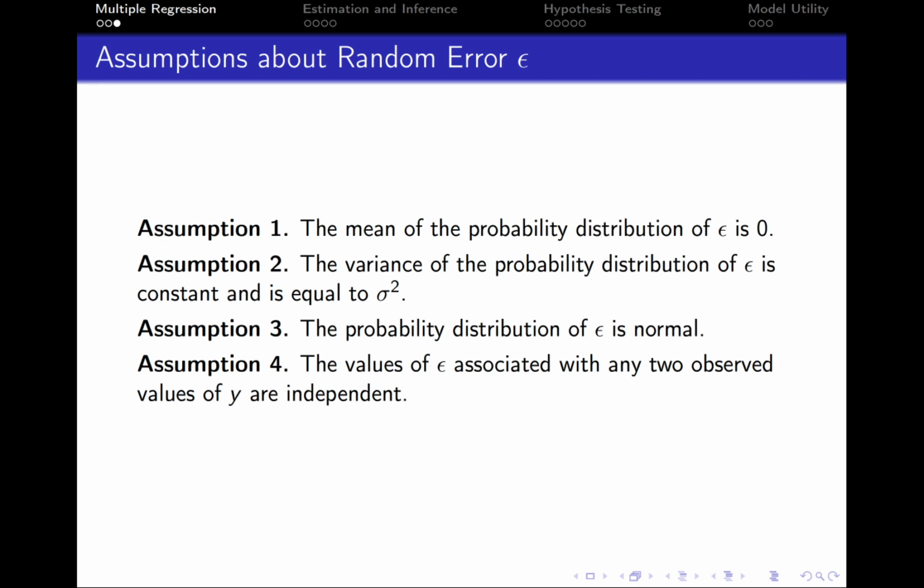Similar to the case of a simple linear regression, we make the same assumptions about the error term. First of all, the mean of the probability distribution of the error term is 0, and the variance of the probability distribution of the error term is constant and is equal to sigma squared. We also assume that the probability distribution of the error term is normal and the values of the error term associated with any two observed values of y are independent.